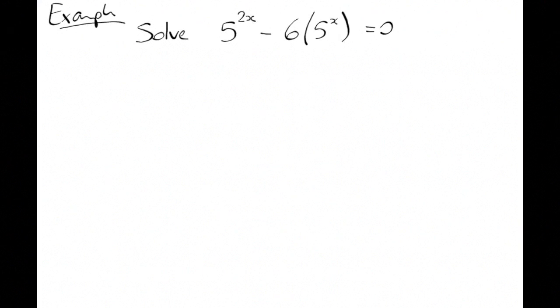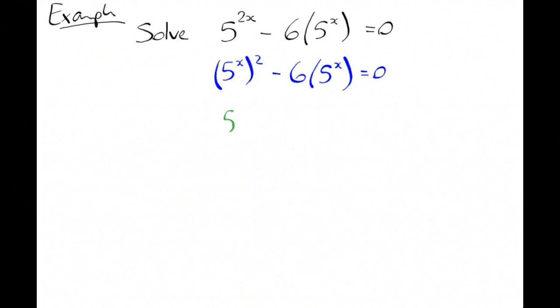More involved example here. Solve 5 to the power 2x minus 6 lots of 5 to the power x equals 0. The trick that you really need to know with this is that 5 to the power 2x is exactly the same as writing 5 to the power x, squared. So in this case I'm going to write that as 5 to the power x squared minus 6 lots of 5 to the x equals 0. In this case you spot it's a quadratic straight away. Some people would like to use a substitution, say capital X, so capital X squared minus 6 lots of capital X. I'm just going to run with it.